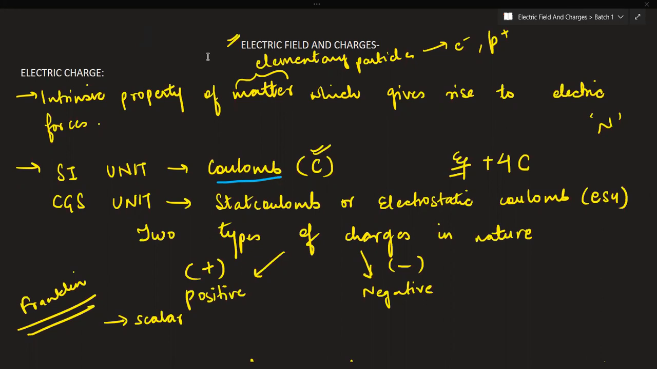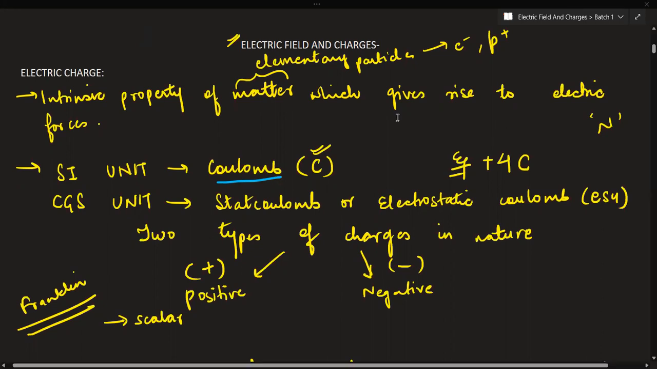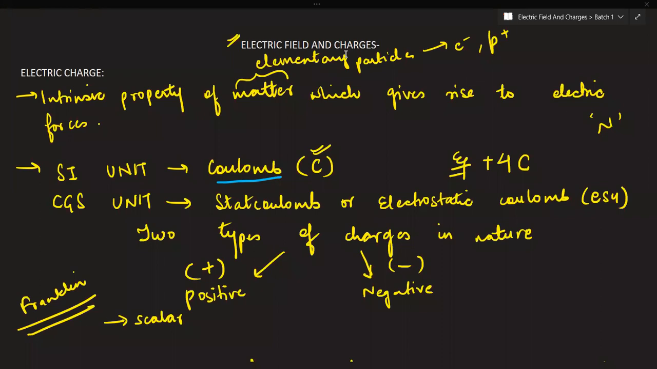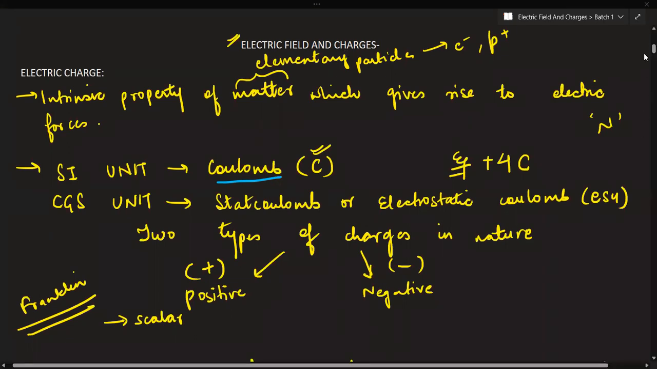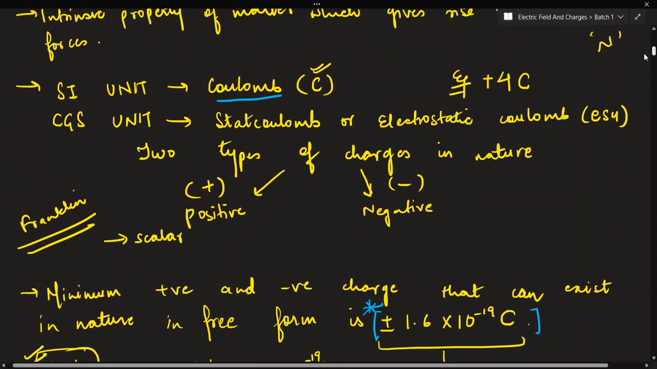I'm starting with electric field and charges. Electric charge is the basic property that comes when we are discussing it. It is the intrinsic property of matter that gives rise to electric forces. In this topic, what all things do you have to remember? The definition of electric charge usually does not come. The SI unit you have to remember at any cost. The main thing to remember is the CGS unit. If the paper is difficult, you can be asked to write about the CGS unit.